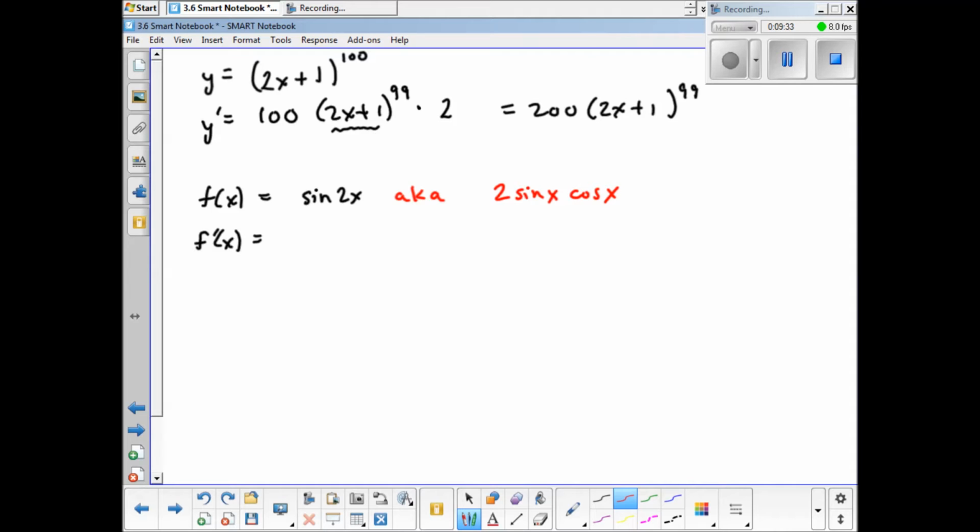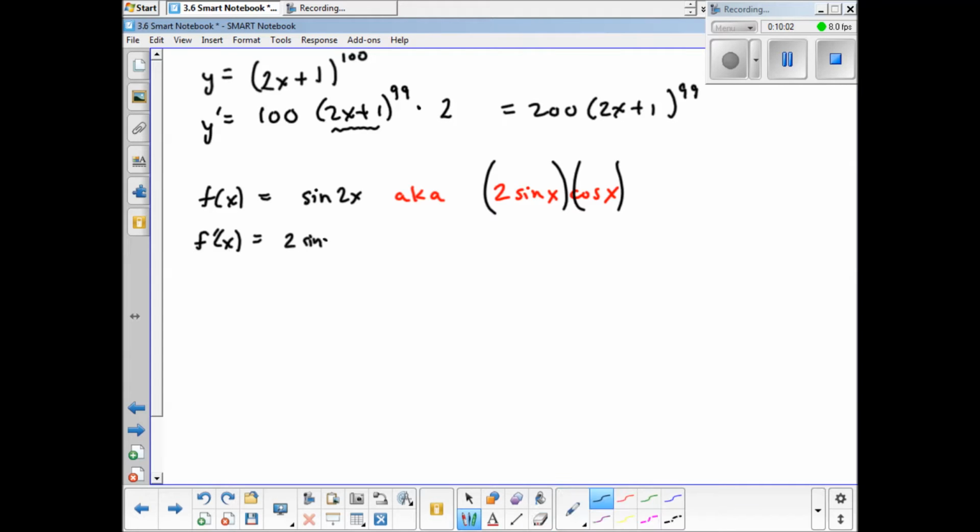Now I bring that up because right now we don't know how to find the derivative of sine 2x, but we do know the derivative of sine x and cosine x. So this identity provides a nice workaround prior to learning the chain rule. Okay, so let's go ahead and take care of this. So we have two functions. We have 2 sine x and we have cosine x.